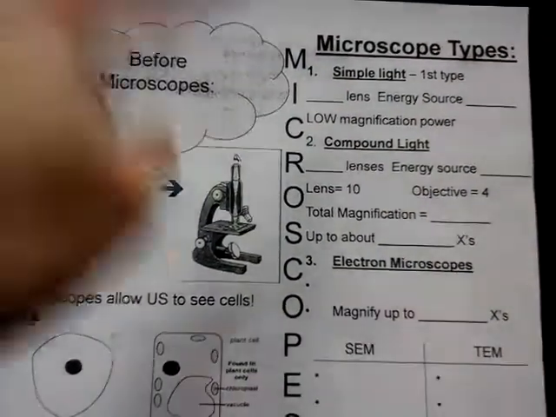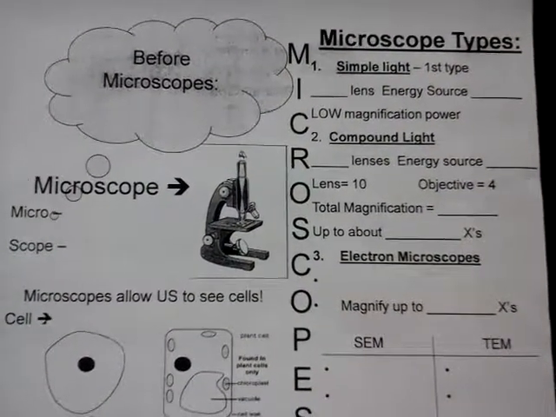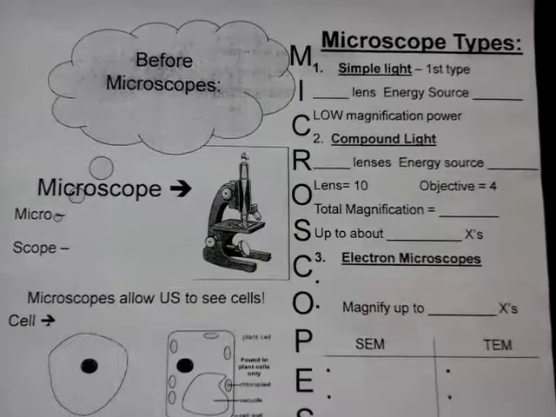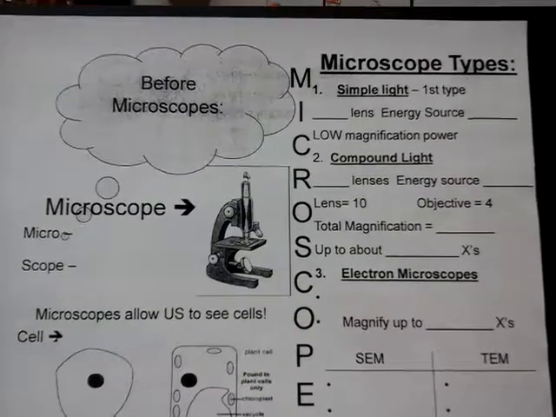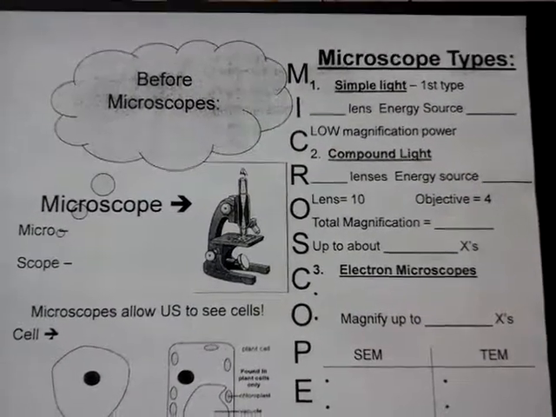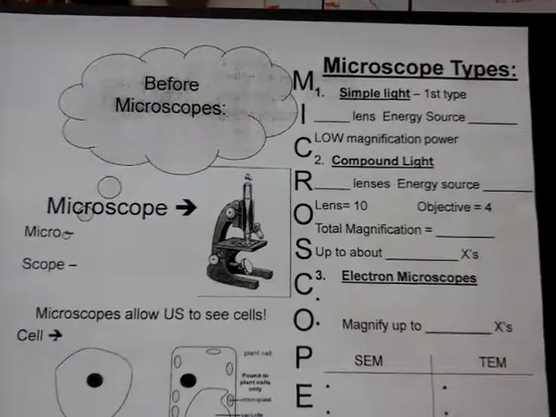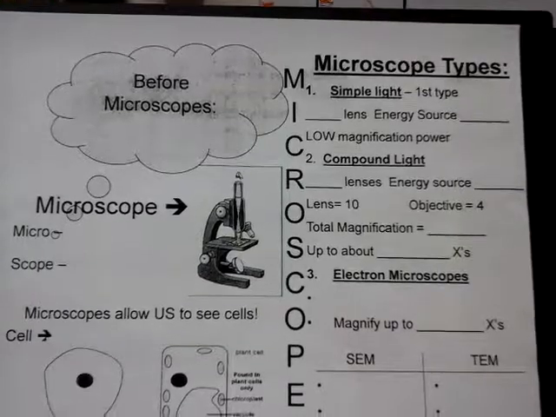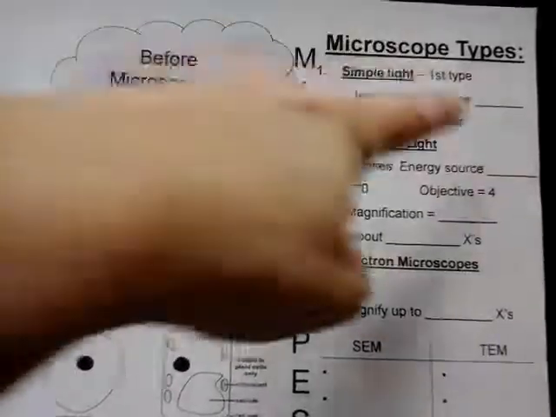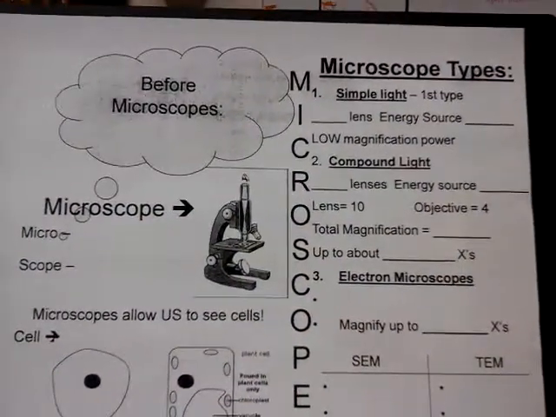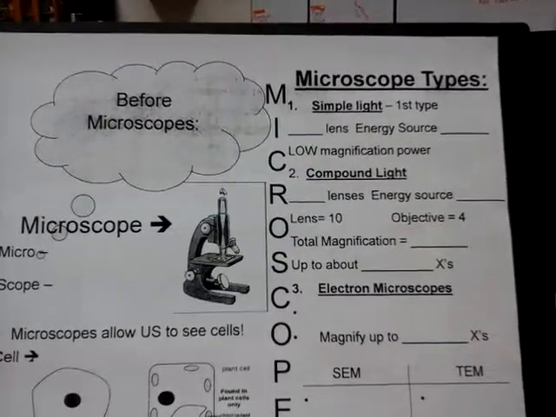Simple light microscopes only have one lens. So your eyeglasses, which by definition lets you see smaller things. So eyeglasses are simple microscopes. A magnifying glass is a simple microscope. Your contact lenses, simple microscopes. You can even use a Ziploc baggie full of water as a simple microscope. But it does just have one lens, so it's not going to really magnify things a lot. And the energy source is light. We have to have light shining through in order for us to see. And so again, these do have very low magnification power.